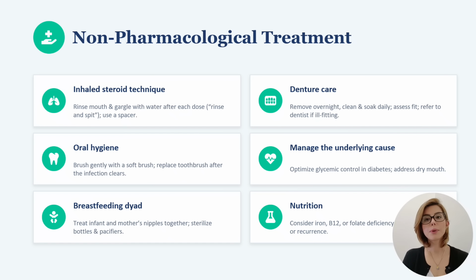If you're treating a breastfed baby, treat the baby and the mother's nipple together, and sterilize bottles and pacifiers so they're not passing it back and forth. And if you're seeing angular cheilitis or recurrence, keep iron, B12, and folate in the back of your mind.